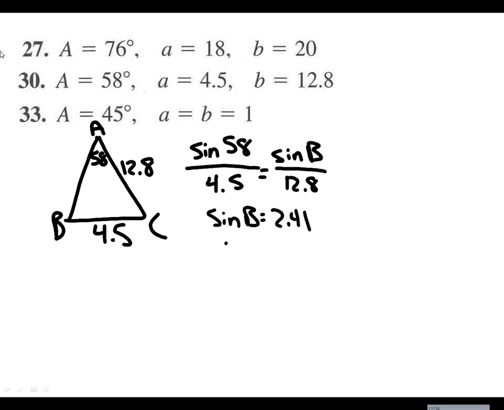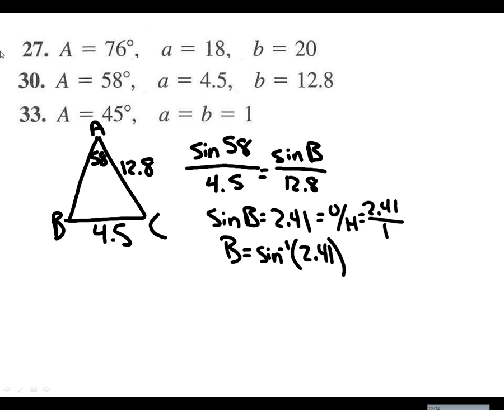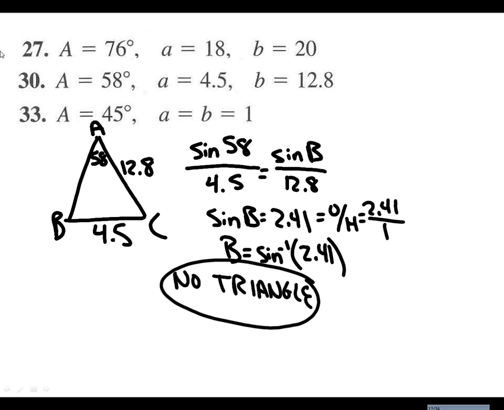You're going to plug that into your calculator by doing the inverse sine of 2.41, and you're going to get an error. Remember that inverse sine has to be between -1 and 1. Remember that sine is opposite over hypotenuse. Can the opposite be bigger than the hypotenuse? Never, never, never. This triangle does not exist. We cannot form a triangle with this given information. It's not going to work.